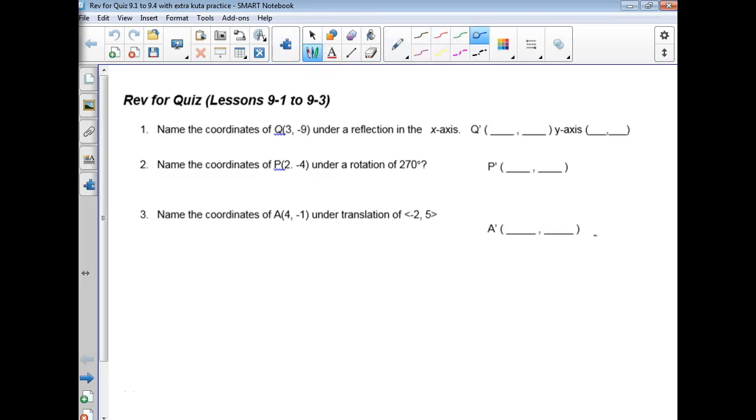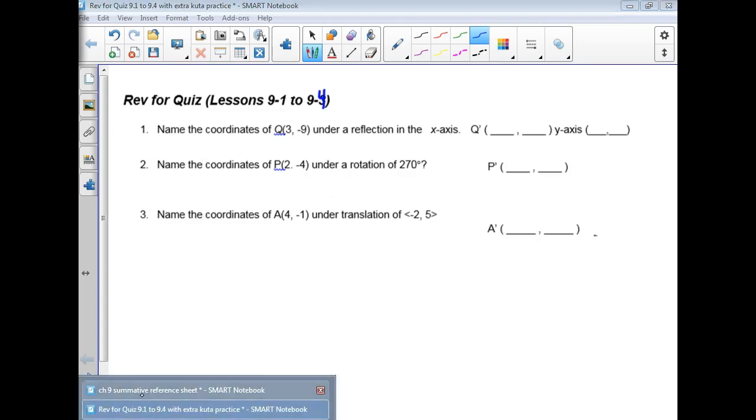Okay, so this is a review for our quiz. It's actually 9-1 to 9-4. I changed that, didn't I? Yeah, 9-1 to 9-4 is what the quiz is on tomorrow. And you have your summative reference sheet.